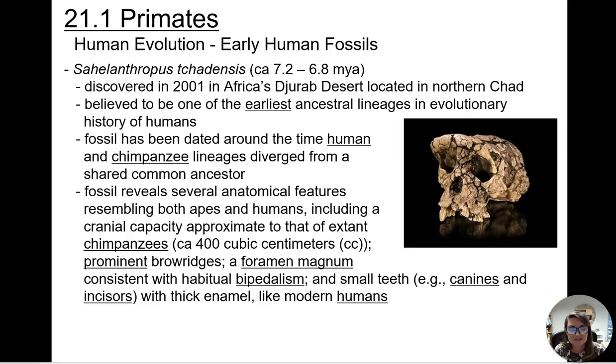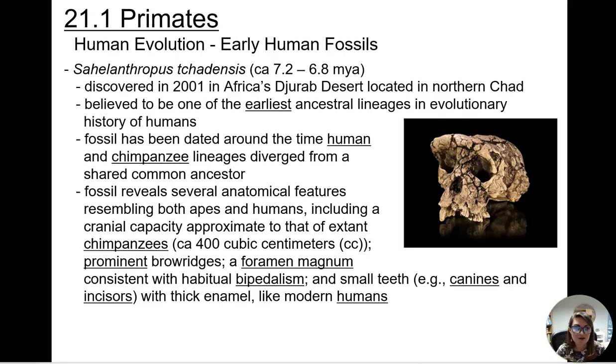Sahelanthropus tchadensis is going to be emerging around 7.2 to 6.8 million years ago. We first discovered the fossil records of these in 2001 in Africa's deserts that are located in northern Chad. They were believed to be one of the earliest ancestral lineages in evolutionary history to man. Fossils have been dated to around the time of human and chimpanzee lineages where they diverge from a shared common ancestor. These fossils are going to reveal several anatomical features that resemble both apes and humans, which include cranial capacity that is approximate to that of an extinct chimpanzee, around 400 cubic centimeters.